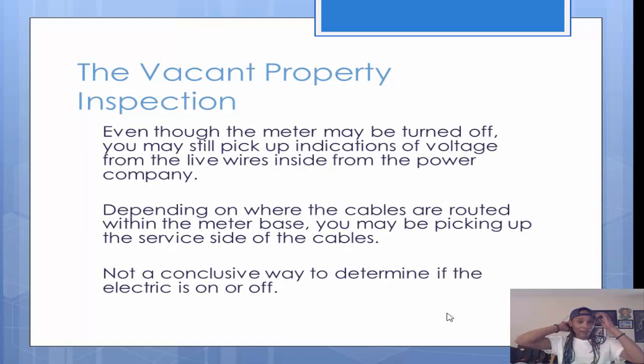Even though the meter may be turned off, you can still pick up indications of voltage from the live wires inside the little box from the power company. Depending on where the cables are routed, you may be picking up the service side of the cables. That's why you could be picking up a false positive, and why they consider this not to be a conclusive way to determine if the electric is actually on or off. So make sure that you have as much documented proof as possible to prove your findings.